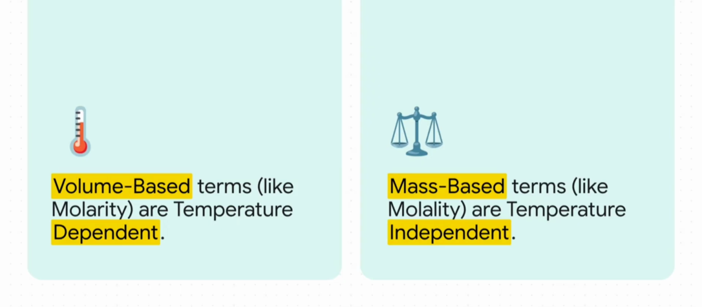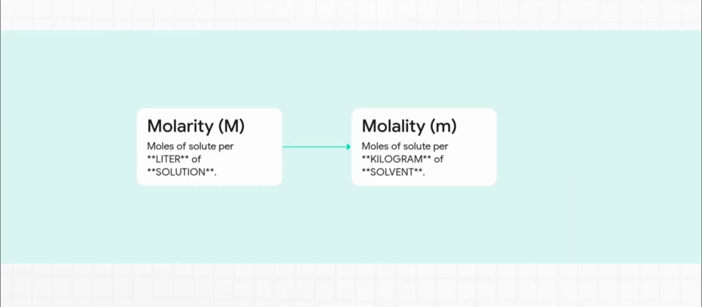Now, when you start measuring concentration, there's one really important catch you've got to be aware of. If your measurement is based on volume, like liters, it can actually change with the temperature because liquids expand when they get hot. But if your measurement is based on mass, like kilograms, it's solid. It won't change no matter how hot or cold it gets. And a perfect example of this is the difference between molarity and molality. I know they sound almost the same, but they are fundamentally different. Take a look at the definitions. Molarity is about the volume of the entire solution. Molality is about the mass of just the solvent. It seems like a tiny difference, but believe me, it has huge implications in the lab.